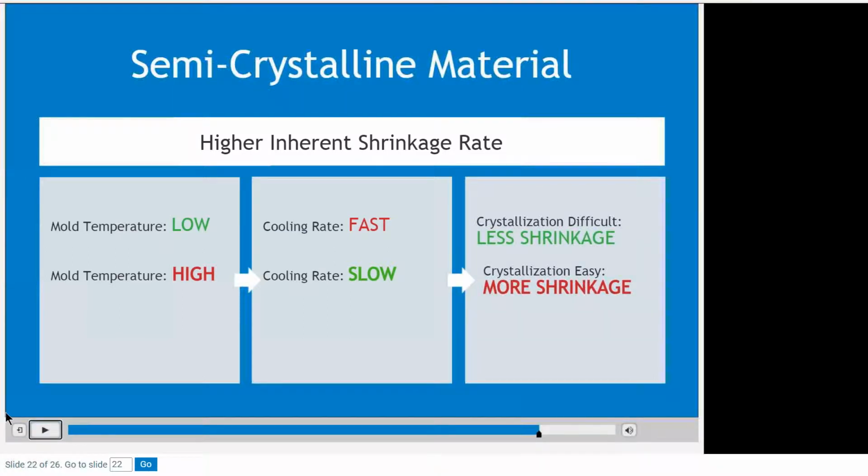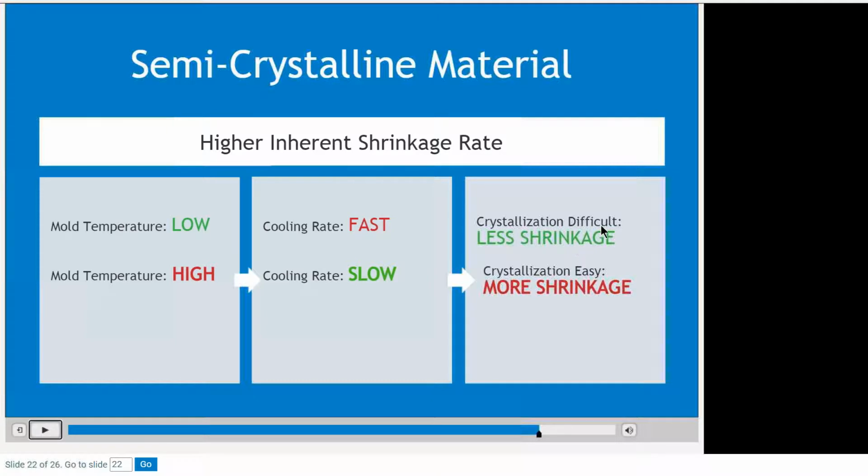So that's very important for all of you that mold semi-crystalline materials, for example, a nylon material, polyamide. What most people say to me is, I've got to run a low mold temperature to keep my dimensions. Well, when you run a low mold temperature, that means a fast cooling rate, and you have less shrinkage. That means the part is larger.